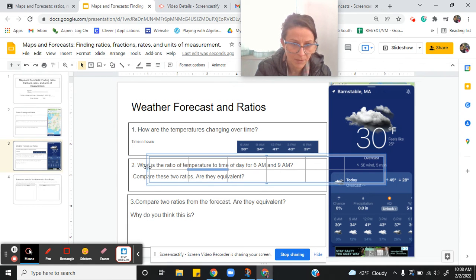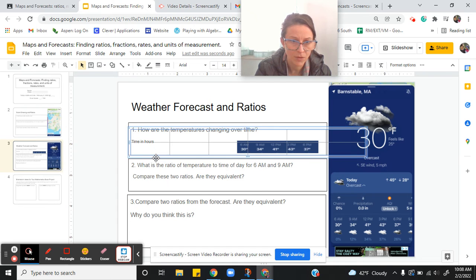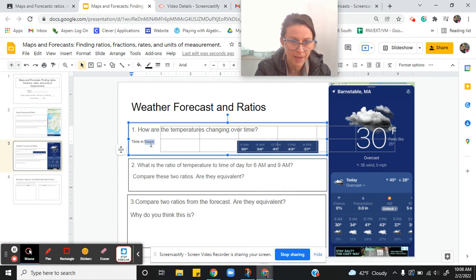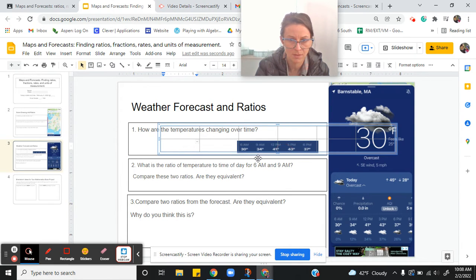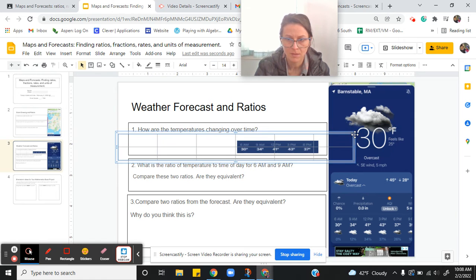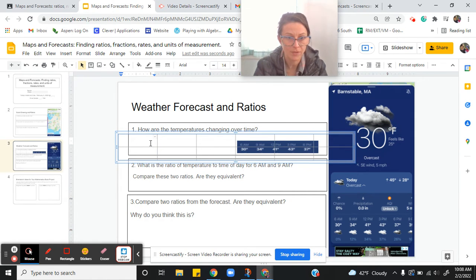Sometimes they can get a little difficult to format in Google Slides, but just be patient. It's worth it because it will stay nice and organized. So I have time in hours. I have temperature in Fahrenheit.